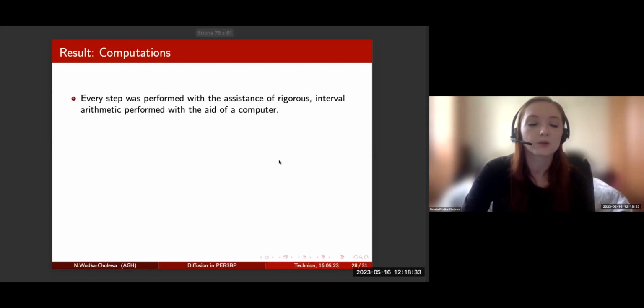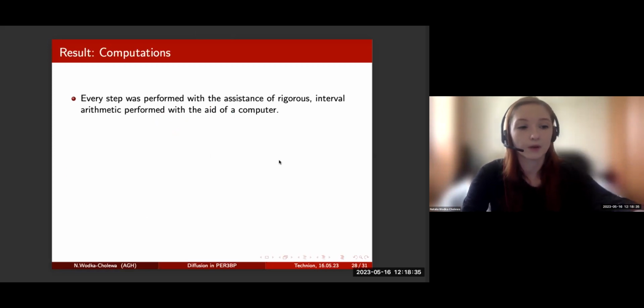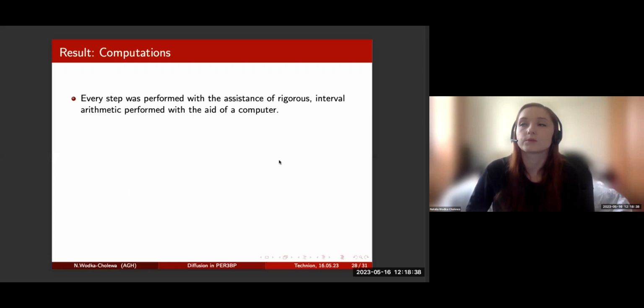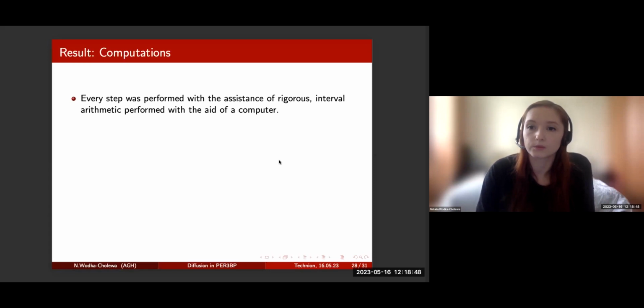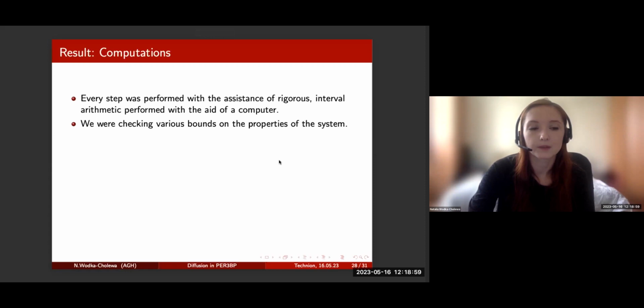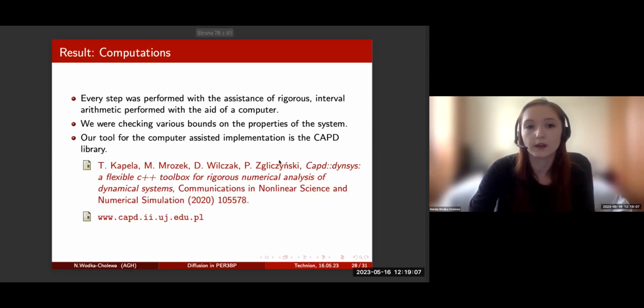Okay, so we perform every step with our computer-assisted proof, with the assistance of, as I said before, the Newton's theorem, conditions and everything, and perform it on the computer. You do it in C++, and you have to use some tools because it's not that obvious. Some solvers for the system, for everything.